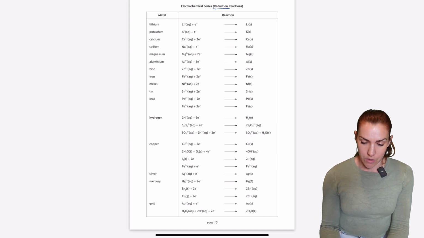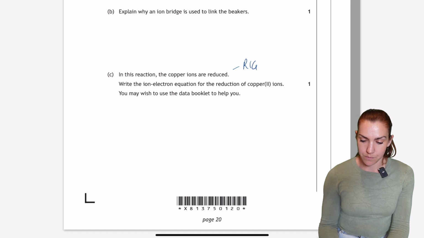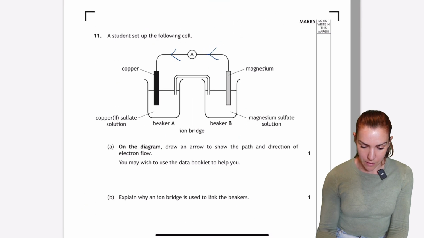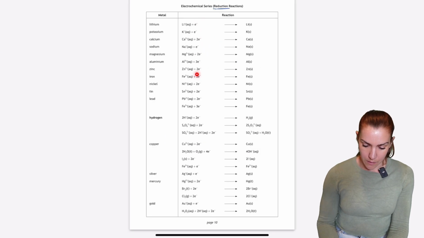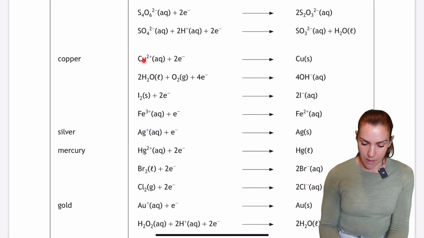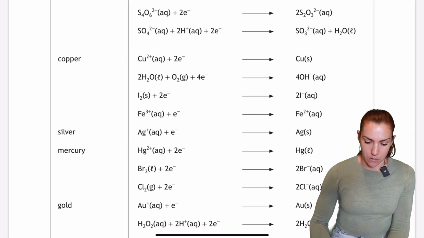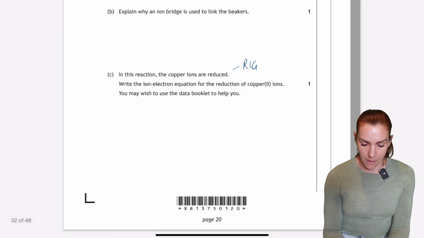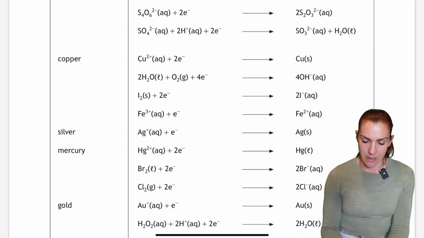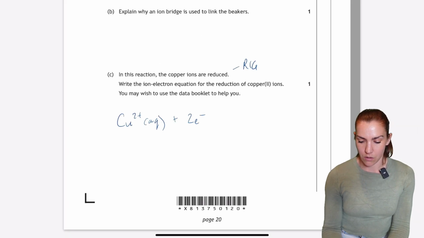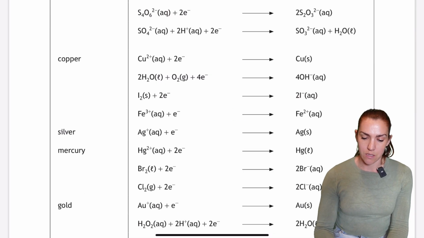We're looking for the reduction of copper 2. So if we go down and look for copper, we can see here there's copper 2 there, and that's the equation then that we want to copy out. So we would have Cu2+. You don't need to put the state symbols, but if you're copying them, you might as well, plus the 2 electrons going to copper as a solid. Okay, so it's easy as that.